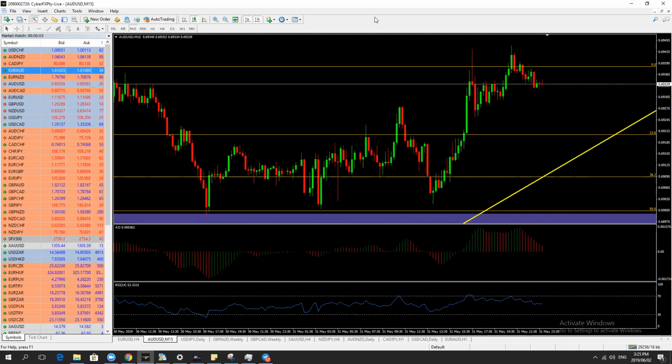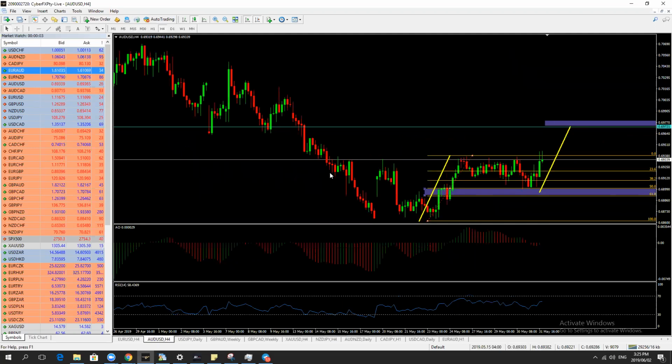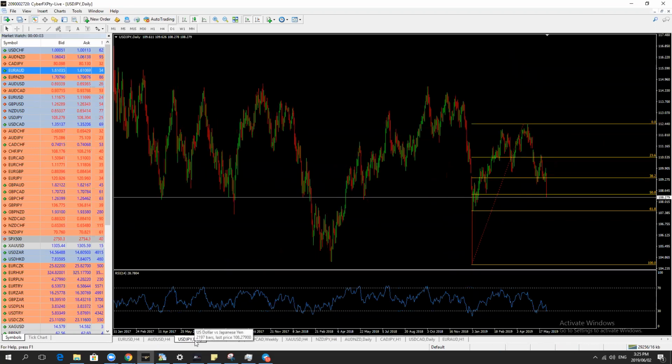So as per H4, that is a good entry for AUD USD. Okay, I see. So that's Euro AUD USD. To go long, that's fine. Now, USD JPY. It went up, came down, came down.